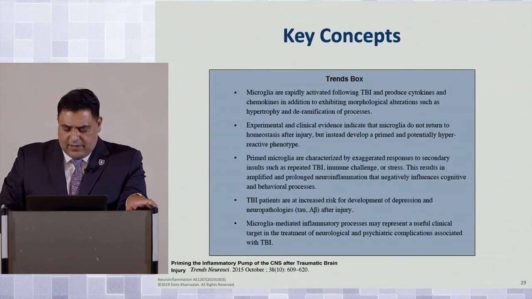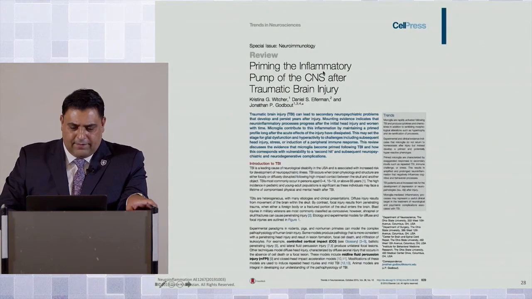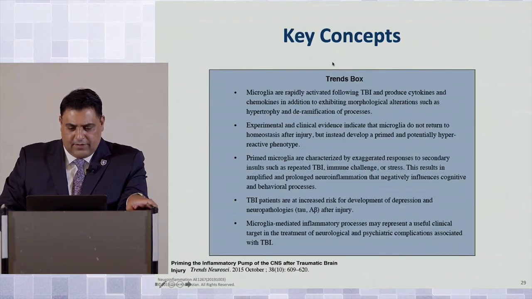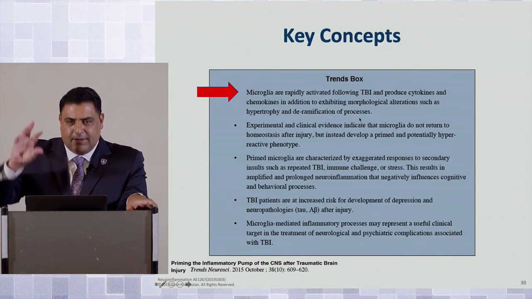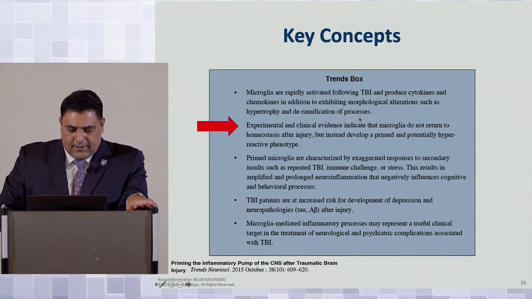Now, here's an interesting paper. It was called Priming the Inflammatory Pump of the CNS After Traumatic Brain Injury. This was published in Cell Press and Trends in Neuroscience. And here's what they found, some key concepts about these glial cells in traumatic brain injury. Microglia are rapidly activated following traumatic brain injury and produce cytokines and chemokines in addition to exhibiting morphological alterations such as hypertrophy and deramification processes. That's them losing their legs.